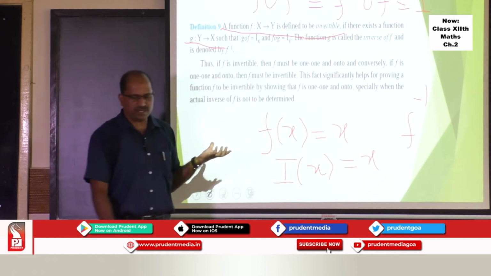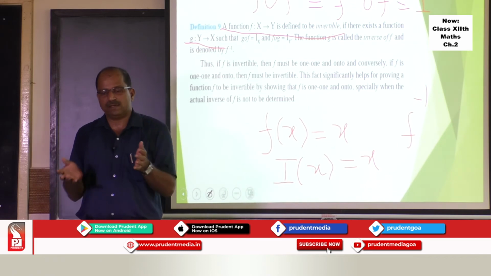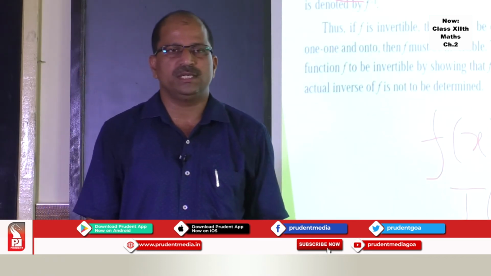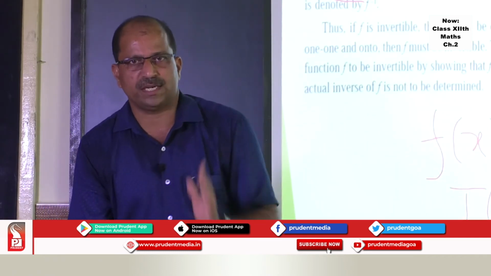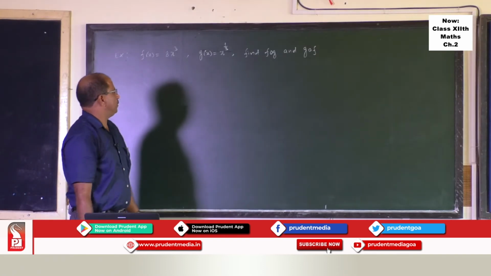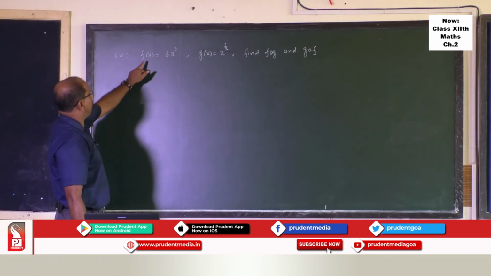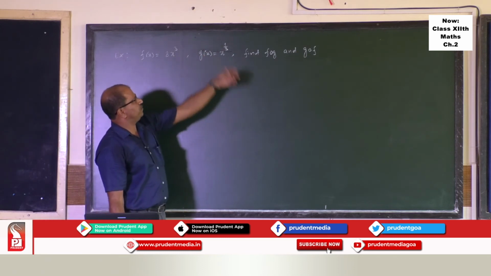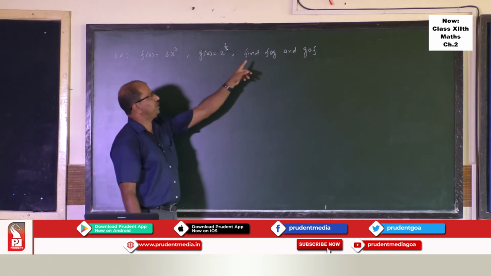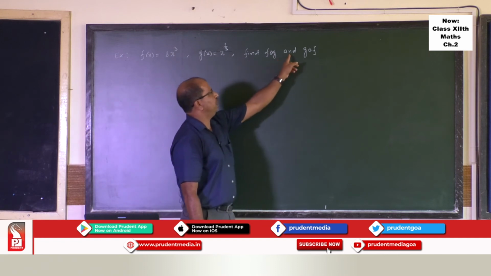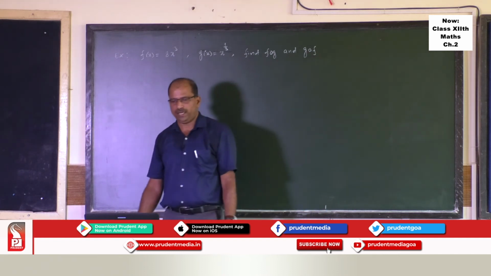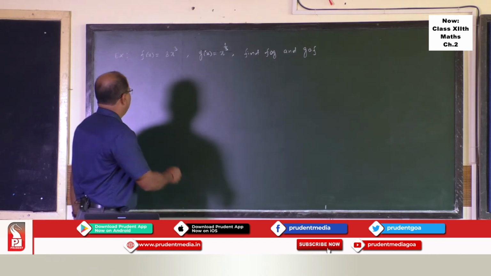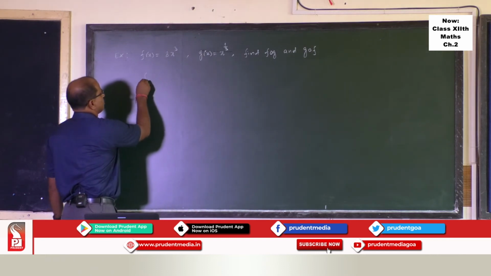How do we find this inverse, and what is the procedure? I will take some exercises. Let us solve this problem. f of x is 8x cubed, g of x is x raised to 1 by 3, and the question is: find f composite g and g composite f. Let us first find f composite g.